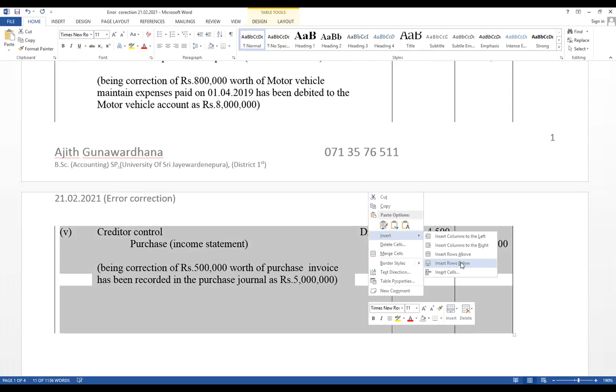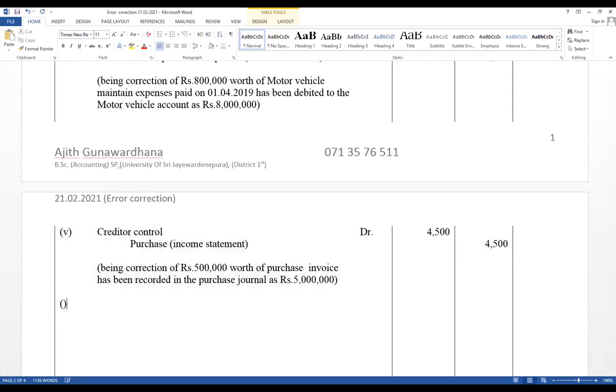Sales account credit, suspense account debit. Transaction number 6. Suspense account debit, value equal 700, as well as sales account credit, value equal 700. Being correction, narration.